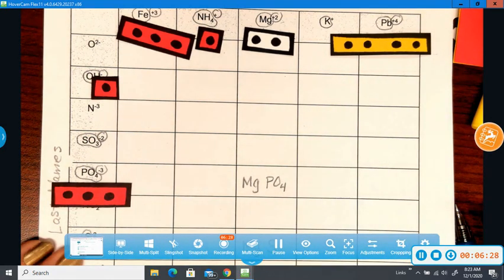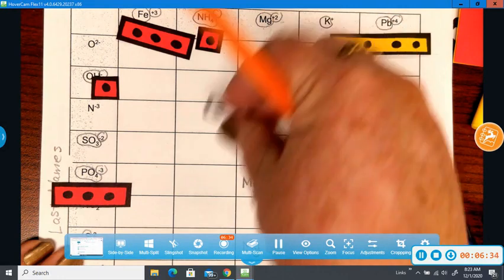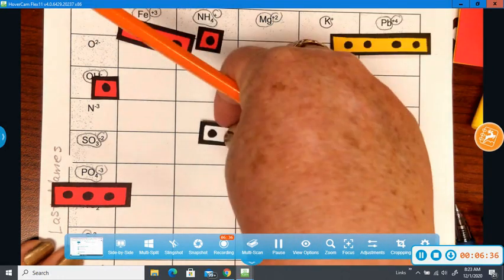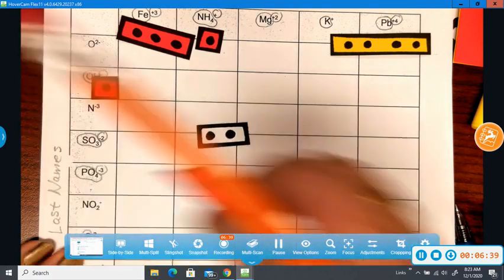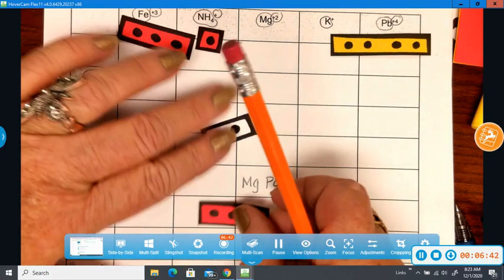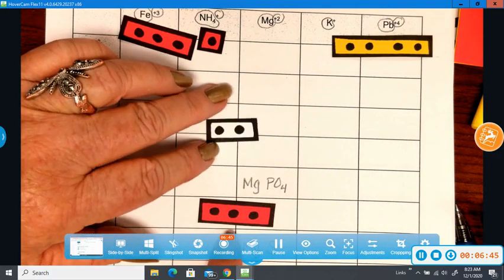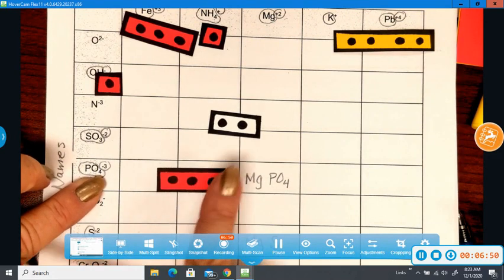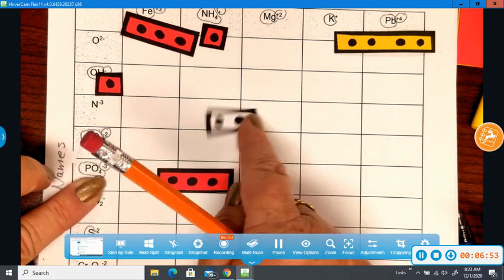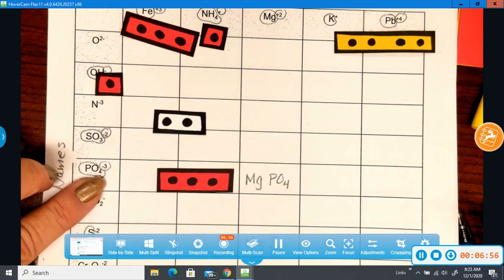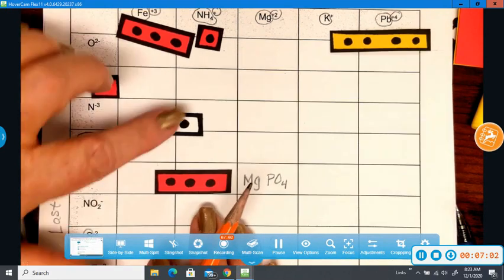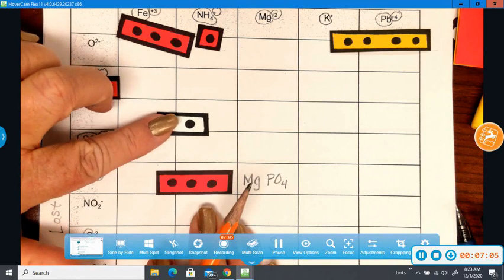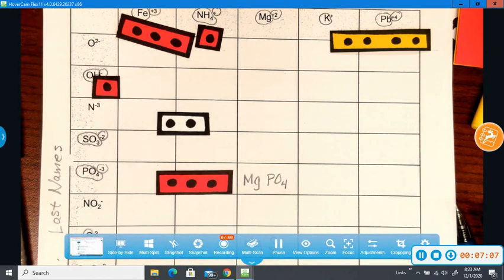Okay. Now we want to check charges to see if they match. Here I have this 2-bump Lego representing my magnesium, and I have this 3-bump Lego representing my phosphate, right? Are those walls, if I was building a wall with those, are those the same size? No. Okay, so they don't balance each other out. How many of each of these do I need to build a wall that's the same length?